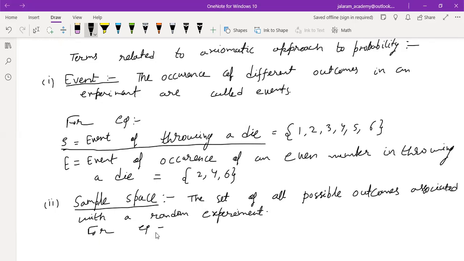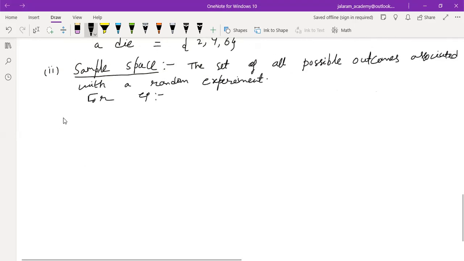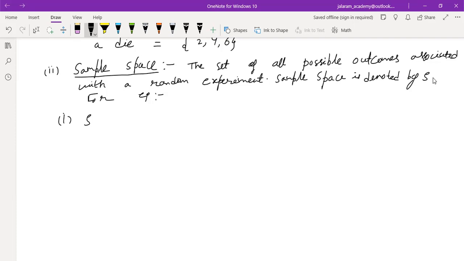Similarly, we can write the other examples also. I am giving some examples of sample space. Like first, it is always denoted by S. Sample space is denoted by S. If we write S equals the event of tossing a coin, it is denoted by H, T. Okay. So there are only 2 events associated with this experiment.